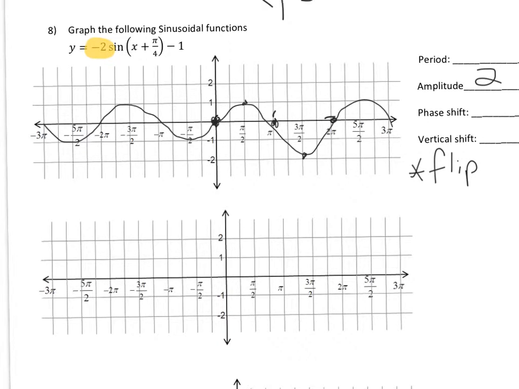Second thing we could have a look at is the number here at the end. That number, of course, I think we realize will cause a vertical shift. This is a down 1 shift.